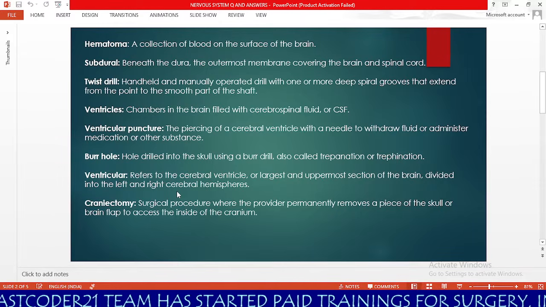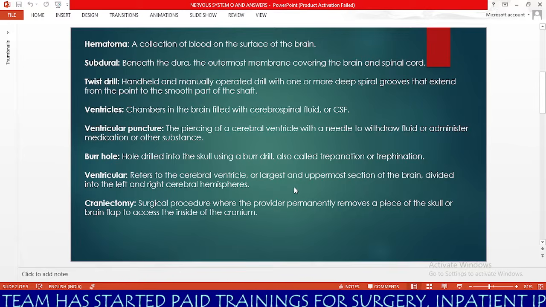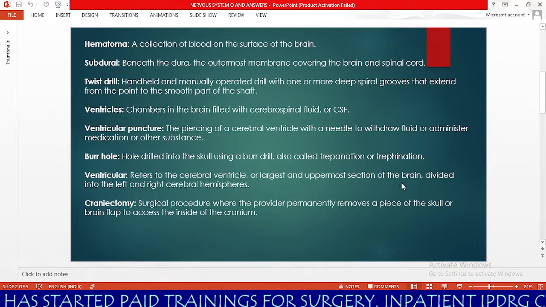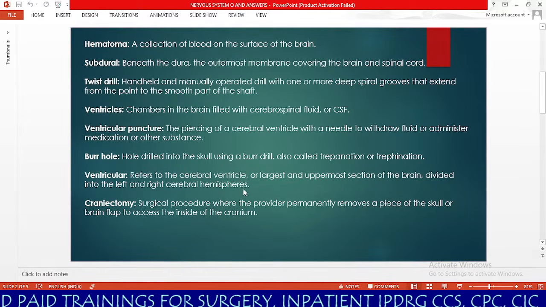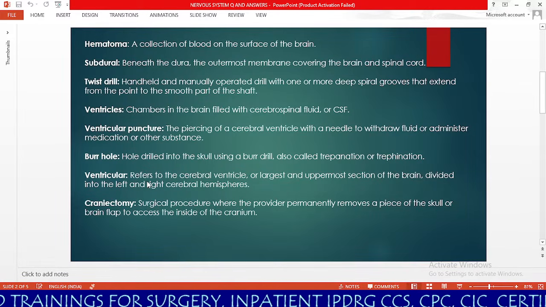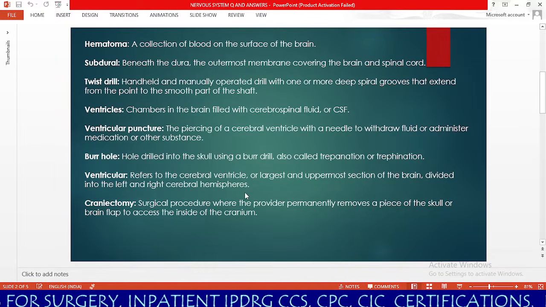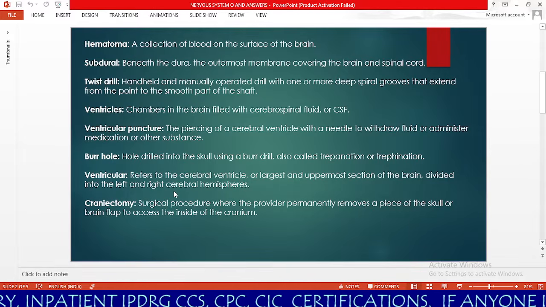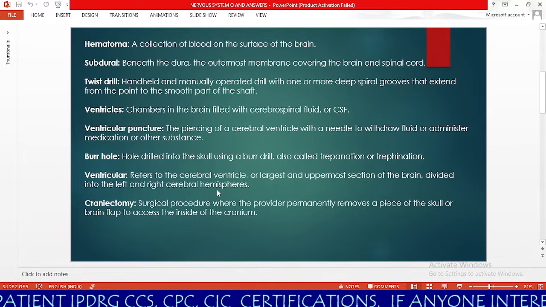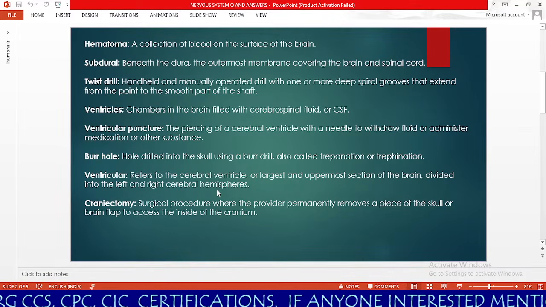So the next one is ventricular. It refers to the cerebral ventricle. Just now we have seen the largest and uppermost section of the brain, divided into left and right cerebral hemispheres. As soon as you see it in the brain section or nervous system section, you need to remember that the cerebrum is the uppermost section of the brain and it is divided into left and right cerebral hemispheres. Hemi means half. Spheres refers to the shape.